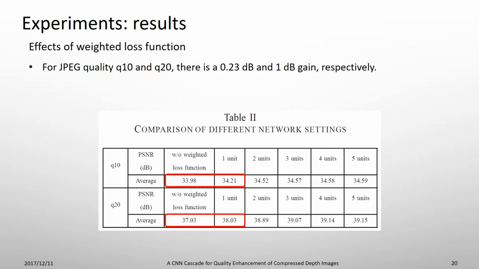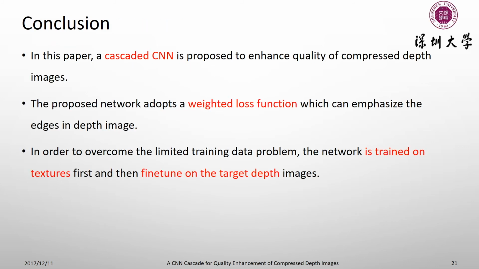The effect of the weighted loss function is shown in Table 2. There is a 0.23 dB and 1 dB gain respectively brought by the weighted loss function at JPEG quality 10 and 20 respectively. Okay, let me conclude this presentation.